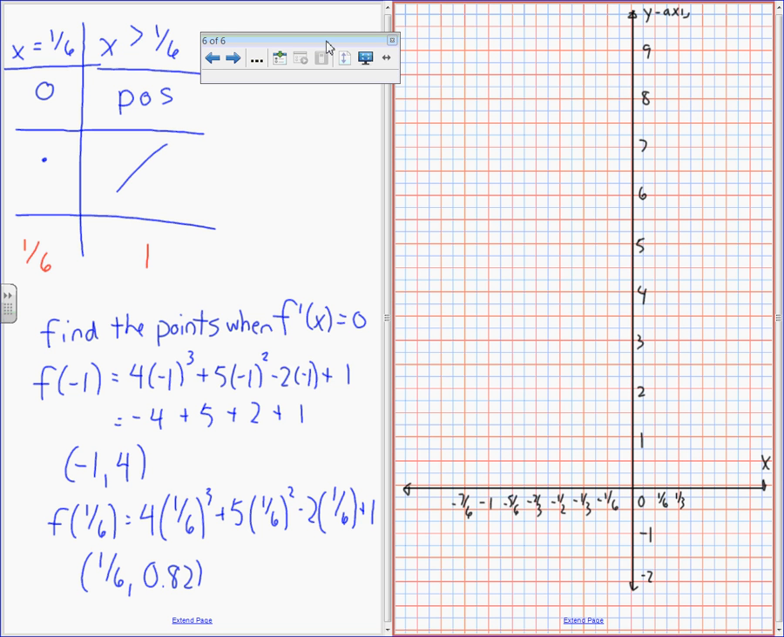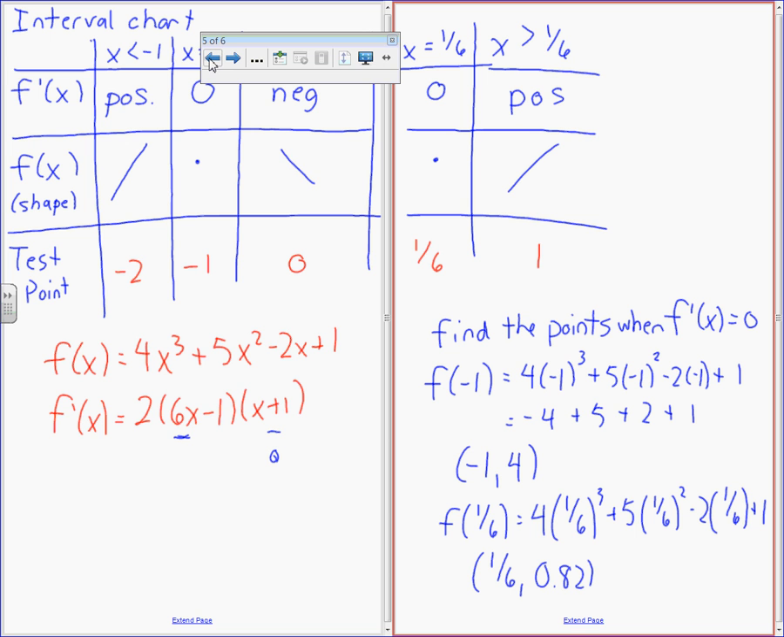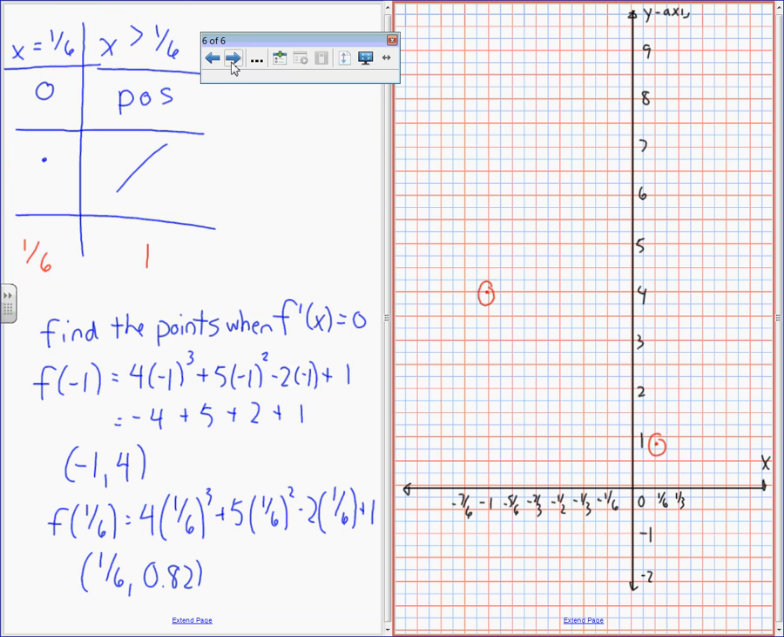Alright, so I'm just going to plot my points on there. I'm going to have a point at negative 1, comma 4, which is going to be up here someplace. I have a point at 1/6 and 0.82, which are going to be down here someplace. Now this is where we're going to go back to our interval chart here, hopefully. Right? All I'm saying is, from the left of the board until my point at negative 1 and 4, it should be going upwards, which it does.